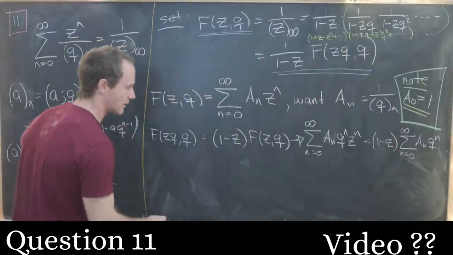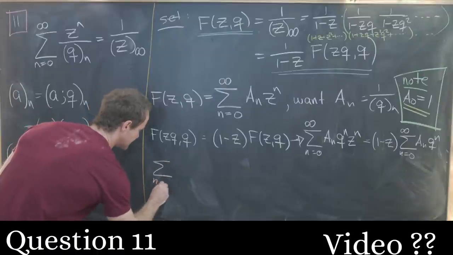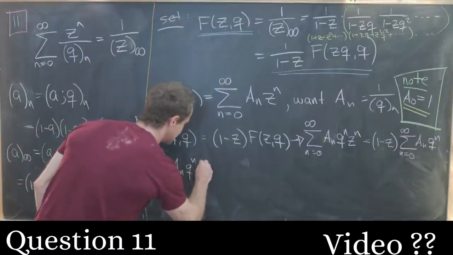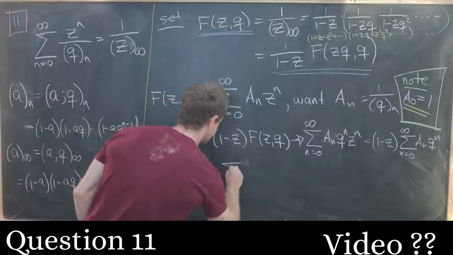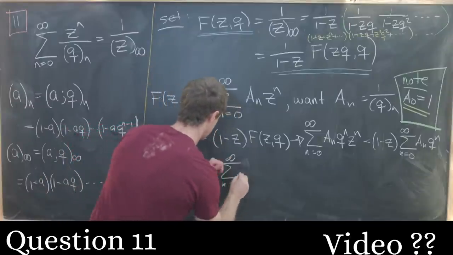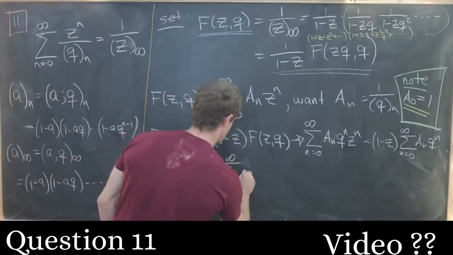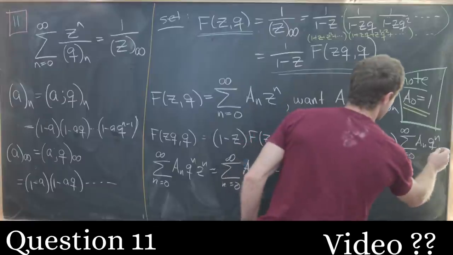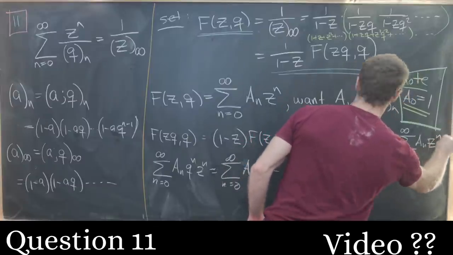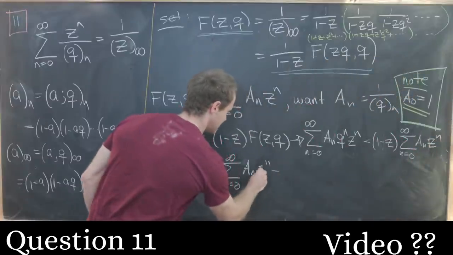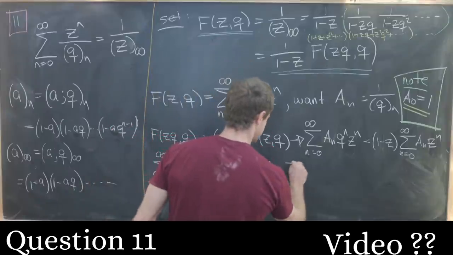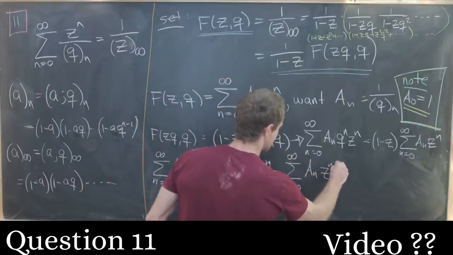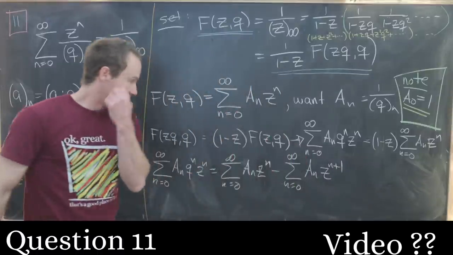Let's multiply this out a little bit. That gives us the sum as n goes from 0 up to infinity of a_n q^n z^n equals the sum as n goes from 0 to infinity of a_n z^n, close one, minus the sum n goes from 0 to infinity of a_n z^(n+1).